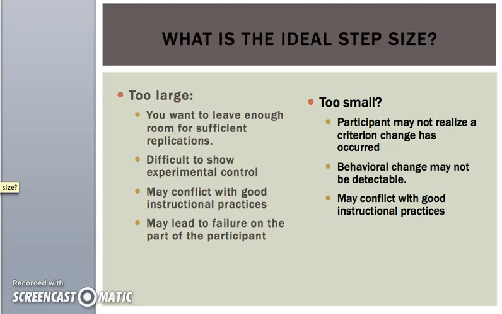What's the ideal step size? It's tough. It's going to change for every person. If it's too big, that can be a problem. If it's too small, it can be a problem. So you want to leave enough room so that you have enough replications. If they're too big, it's hard to show that you have experimental control. They may not succeed. We talk about good instructional practice, and if it's too big, it may not fit with good instructional practice. And if it leads to failure, your subject may drop out.